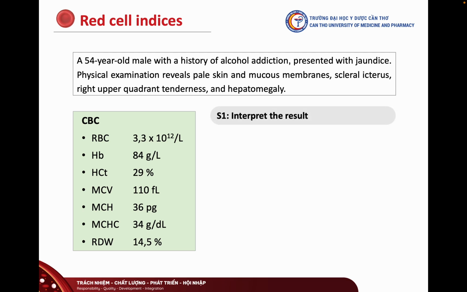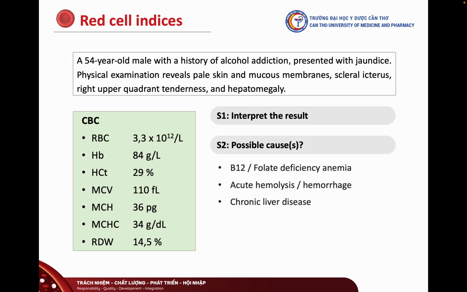Now, let's interpret the CBC result. The MCV value is 110 femtoliters, which is above 100. So this is a macrocytic anemia. Let's remember, what are the typical causes of macrocytic anemia? B12 or folate deficiency; reticulocytosis due to acute blood loss or hemolysis; and the final one is chronic liver disease.